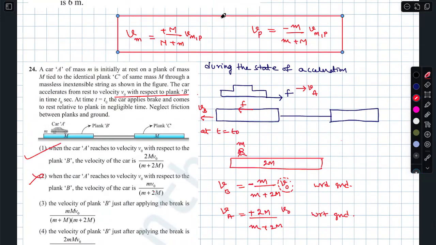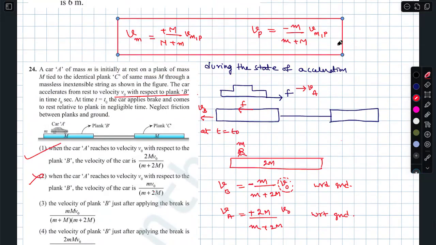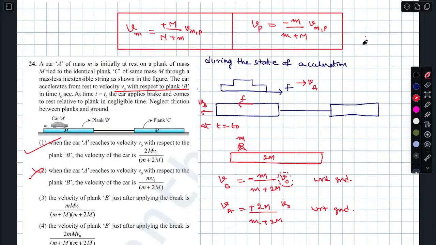What else have I applied apart from this? Tell me. I just applied the same. Man means car here. In the place of capital M, what should I write? Two planks moving together: 2M. That's what I have written.